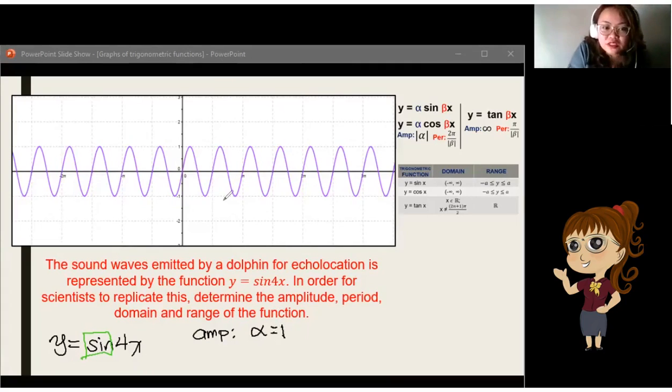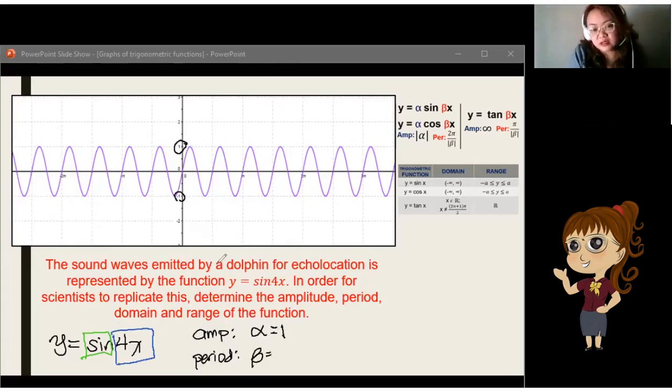Alpha value is 1, which is also reflected in your graph. 1 ang height, -1 ang depth. Next, for the period, we identify the beta value. And the beta value is associated with your angle represented by x. Ang numerical coefficient natin dito, Sheila, correct. Hazel, Shanley, Arwen, tama. Ayan. So let's ask Jed to unmute. What will be the beta value? 4 po. Wonderful. We have 4 here.